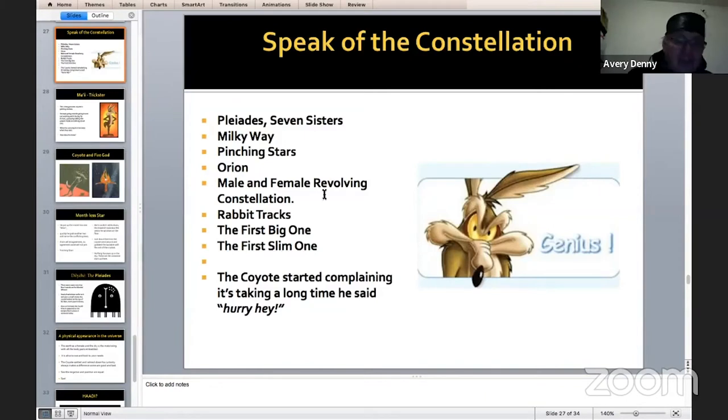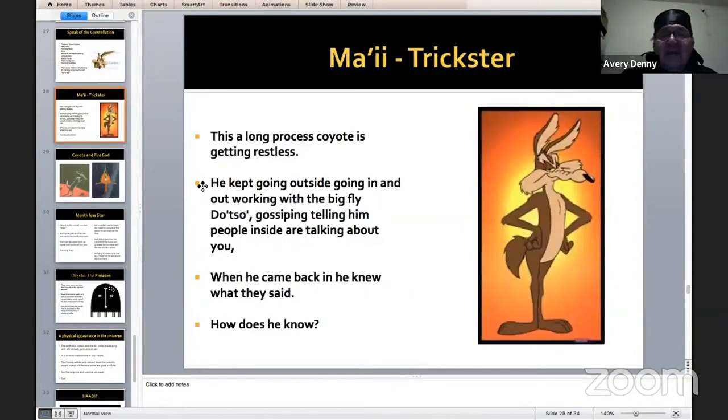And people were talking about all these constellations, one at a time, fixing all of these constellations and putting them up there in the night sky, polishing them, lighting them up, and putting them up there. But it's taking a long time for the coyote. "It's a long process. I don't know what you guys are doing, but it's taking a long time."